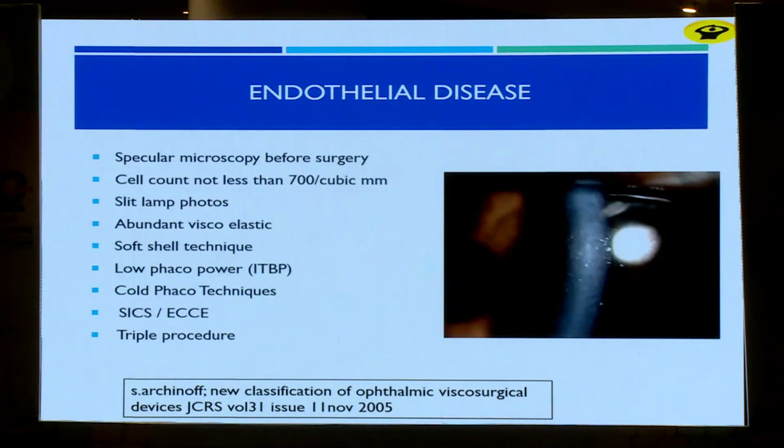Endothelial diseases, specular microscopy, very important. Cell count not less than 700 per cubic millimeter. Slit lamp photos. Intraoperatively, use abundant visco. The best is the soft shell technique.